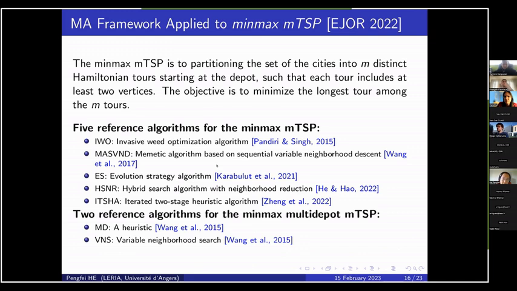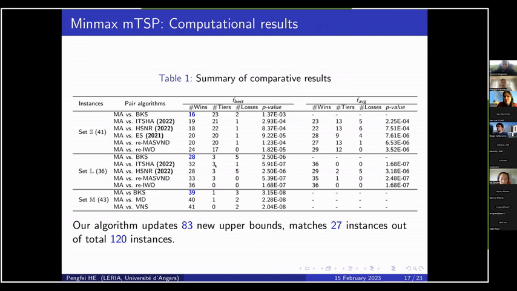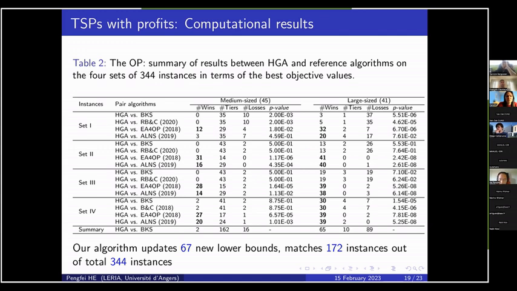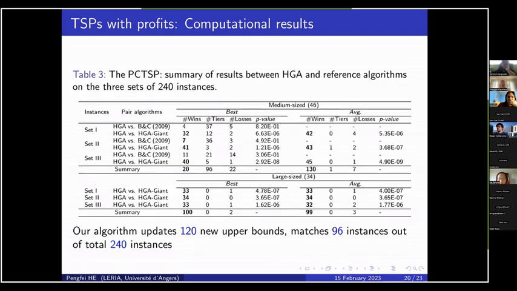Furthermore, the memetic algorithm was also applied to the min-max MTSP, and in our experimental results, our algorithm can update 83 new upper bounds. Additionally, this framework was also applied to TSP variants with profits for solving both the orienteering problem and the prize-collecting TSP. For the orienteering problem, our method can update 67 new lower bounds, and for the PCTSP, 120 new upper bounds are updated.